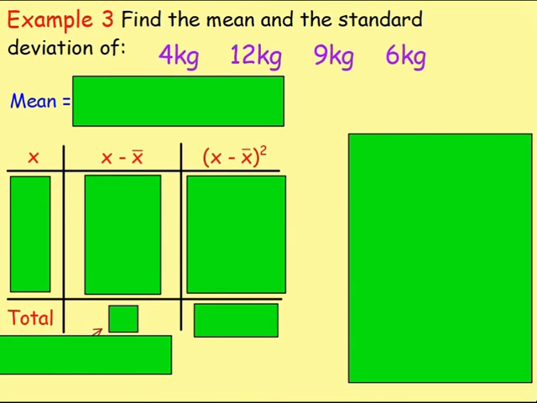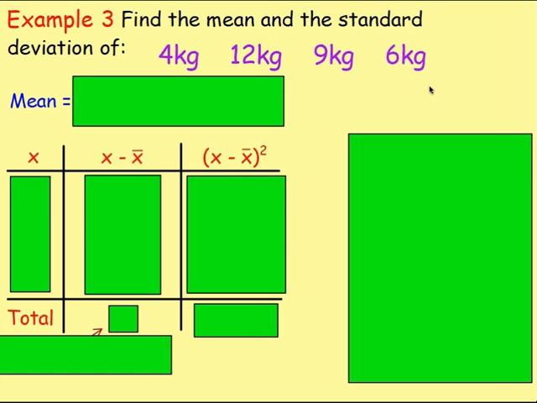Example 3. Find the mean and standard deviation of these 4 weights: 4 kilograms, 12 kilograms, 9 kilograms, and 6 kilograms. They are not in order. They don't need to be. They could be all messed up. It makes no difference. We've got the 4, the 12, the 9, and the 6.